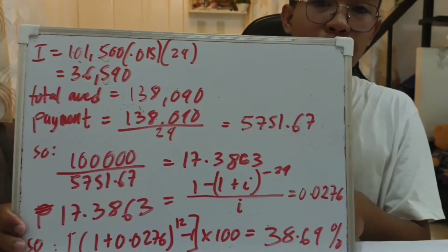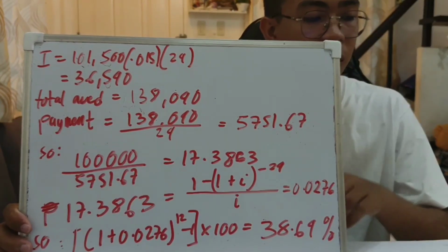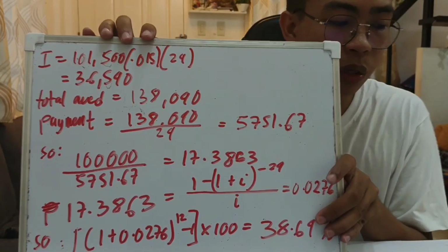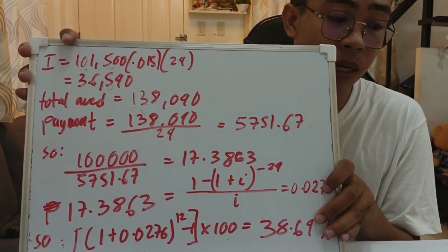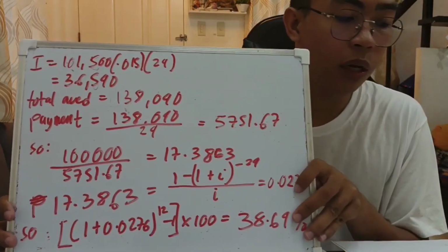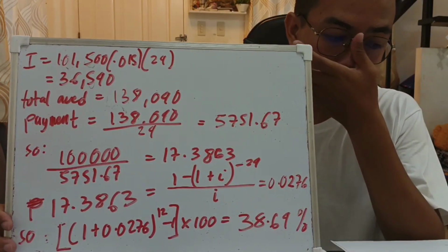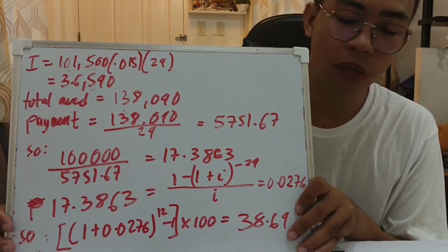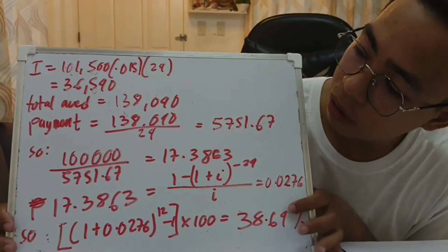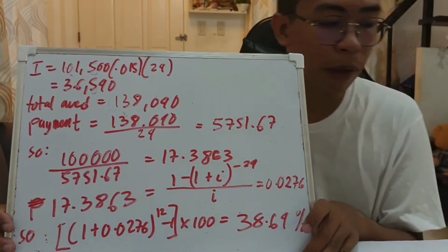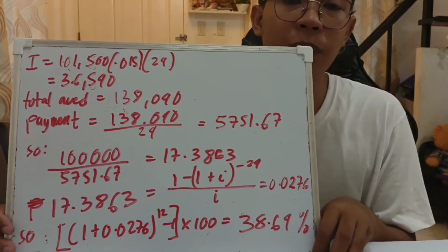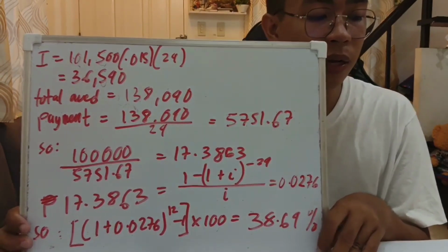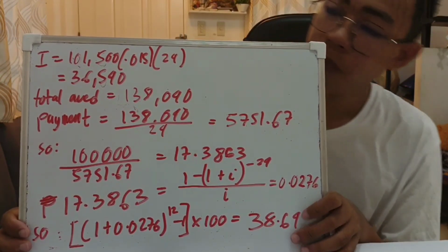So I is equal to PIN. Our P is 101,500 times 0.015 times 24. So our I is 36,540. Then the total owed is 101,500 plus our I. So our total owed is 138,040 pesos. And our payment is 138,040 pesos divided by 24. So our payment is 5,751.67.